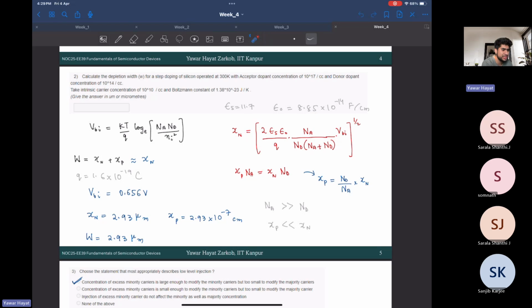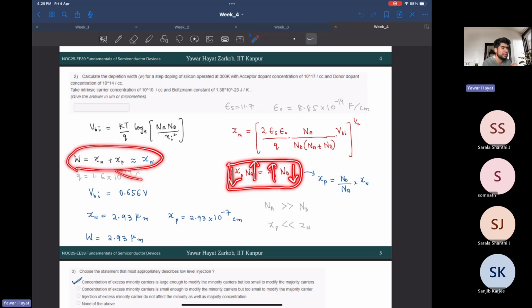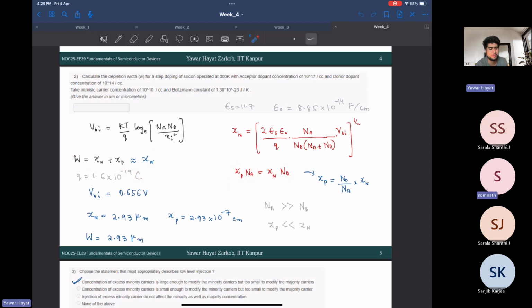The more the doping, I'm using this formula. See, if your doping is high, then this has to be less, right? If this is low, this has to be high. That is what is getting manifested here. This is known as charge balance. Remember the name. Charge balance.